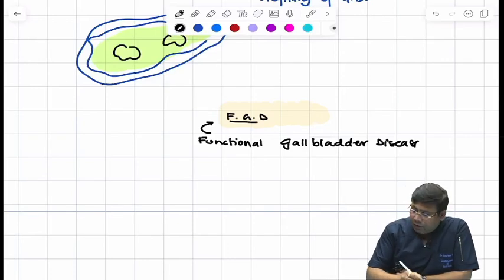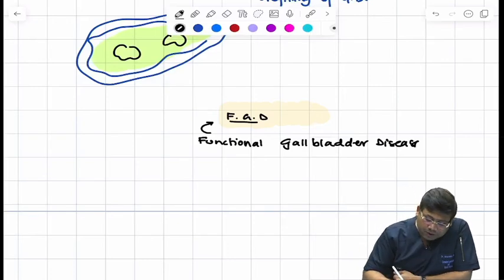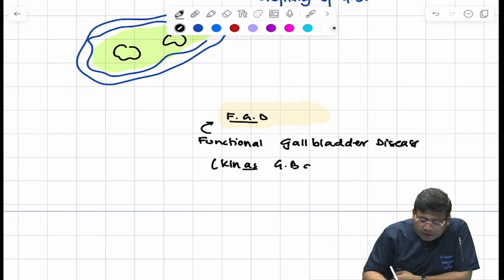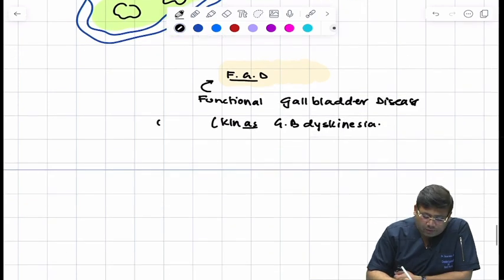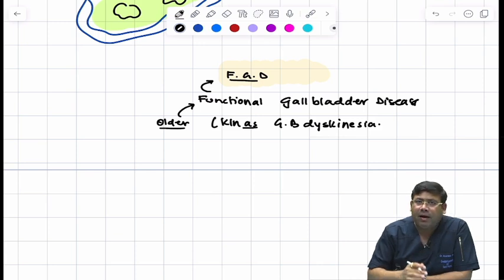Gallbladder disease: what are the other older names? This has also been known as gallbladder dyskinesia. You must have heard this name. Older terms, I am talking about the older ones. All these terms have been replaced by this, so this is very, very important.